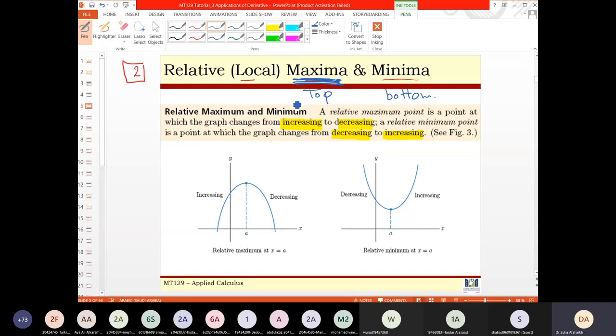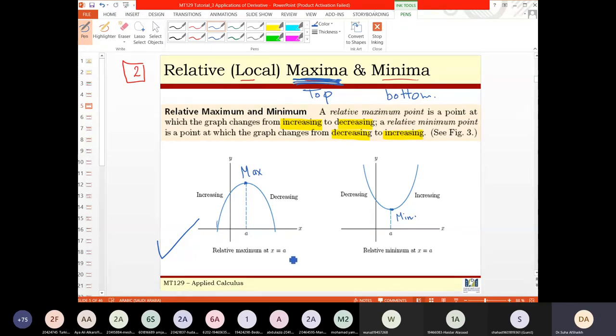So the maximum point, you can see it here in the graph. The function was increasing, and at this point it changed to be decreasing. It makes a max point, a top. And here the function was decreasing, and at this point it flipped to increasing. So it gave me a bottom, a minimum. So this is what we call the local maximum and minimum point.